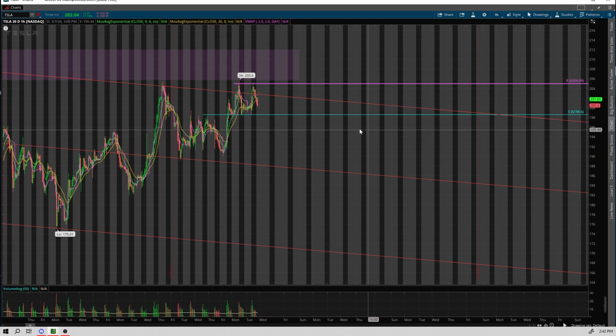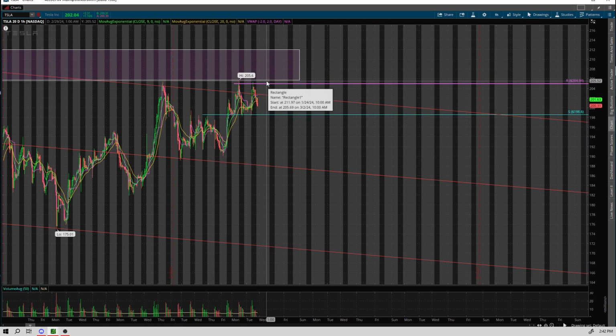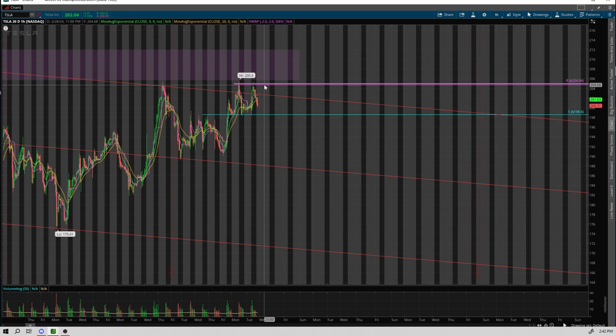All right, but we do understand that we have a gap here that we need to fill. So whenever we get to this level, what I would like to see is a break, a full close above 204.94. Honestly, I would like to see a close above 205, and then I would like to move and start filling the gap here.